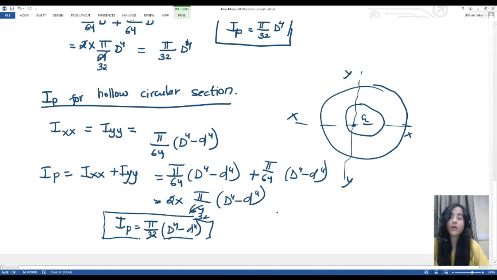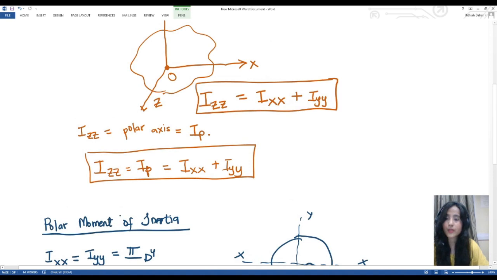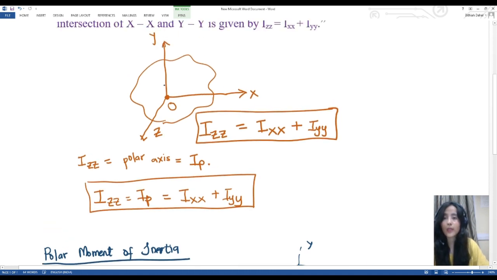So I hope the perpendicular axis theorem is clear to you. The perpendicular axis theorem is also known as the polar moment of inertia, denoted by IP. If we find the moment of inertia about the third axis, the z axis here, then that moment of inertia is known as the polar moment of inertia, and we can find it by adding up the moments of inertia about the x axis and y axis. I hope it is clear to you now.